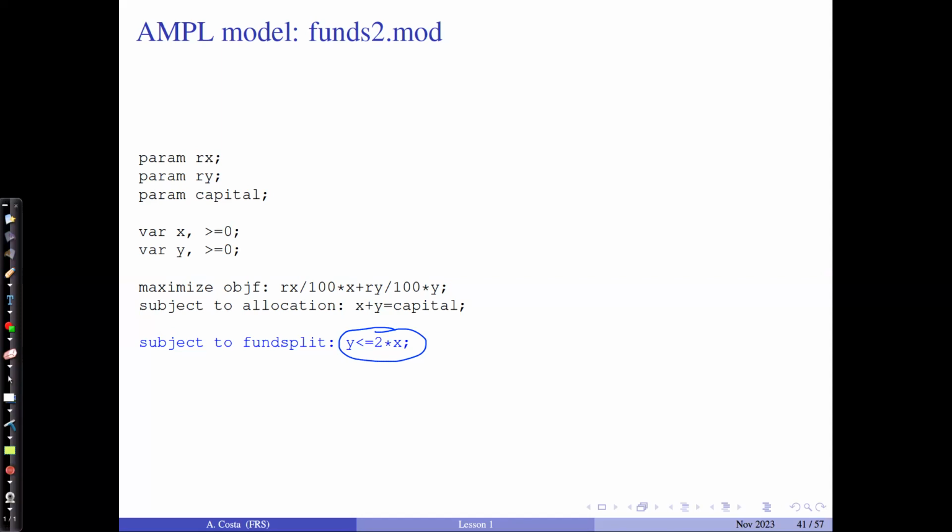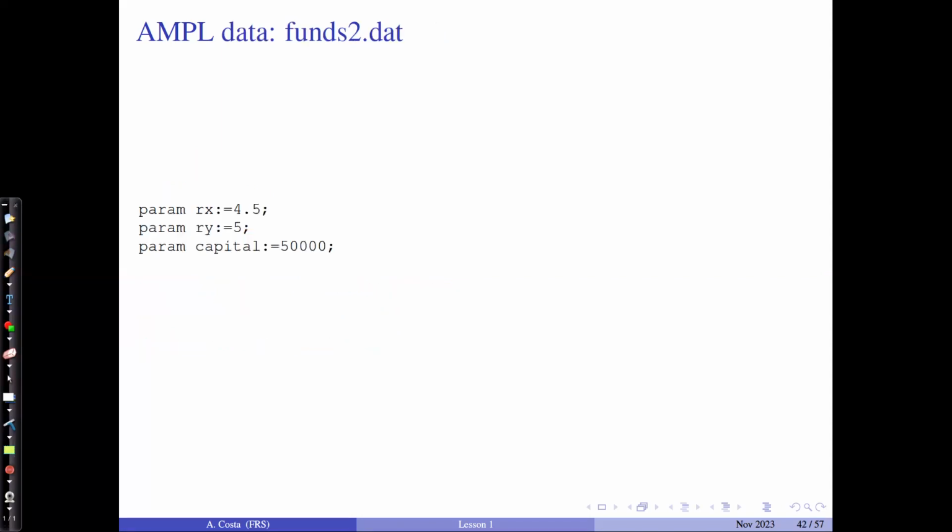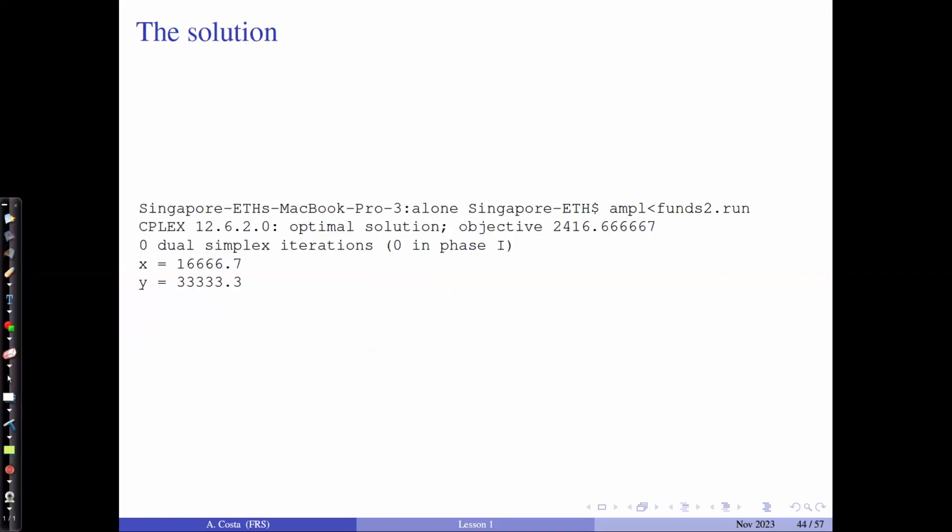Now, what is the solution that you would expect this way? I mean, the fund Y is still the best, right? I mean, I will show you. Yeah, go ahead. Well, I think Y would then be 1/3 and X 2/3. Okay, let's see if you're right. The data file is the same. The run file is the same. And this is the solution.